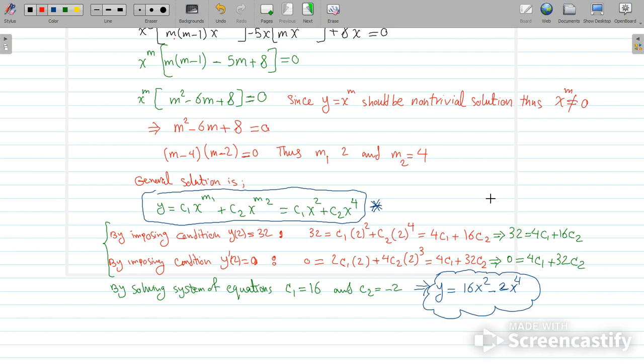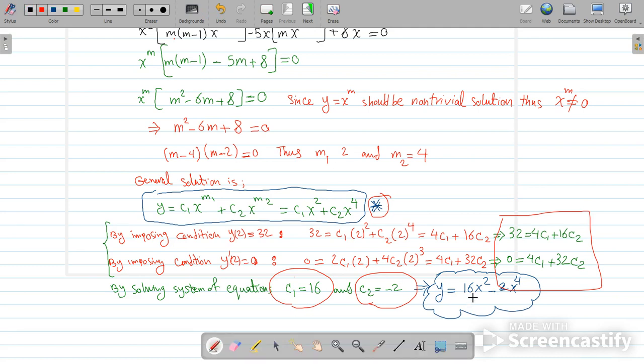Now, to find the right c1 and c2 from these two equations, we can solve this system of equations and find c1 as 16 and c2 as minus 2. So if c1 is 16, considering the star relation, just plug c1 as 16 and c2 as negative 2. Finally we will have y equal this, right?